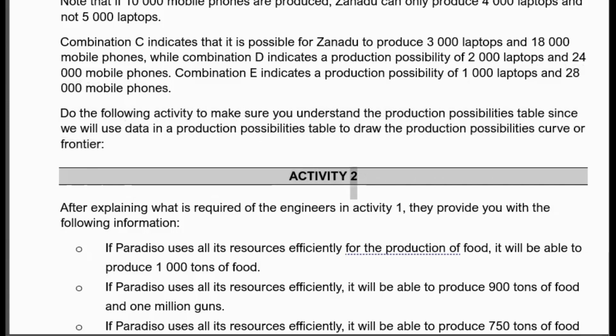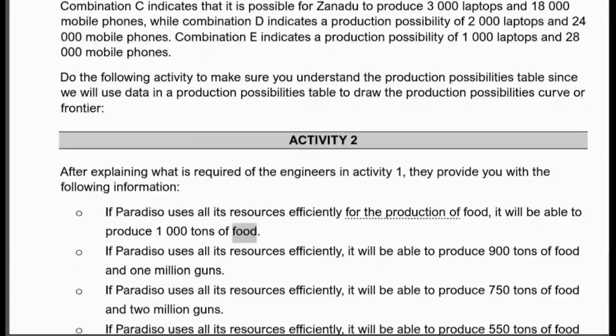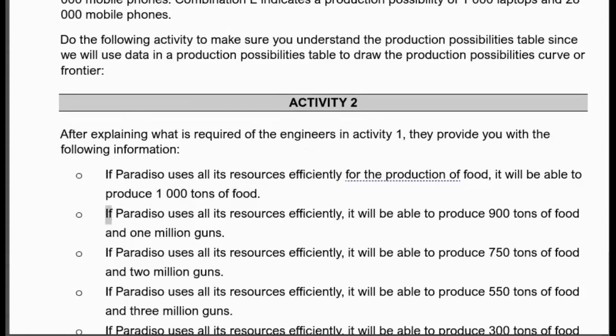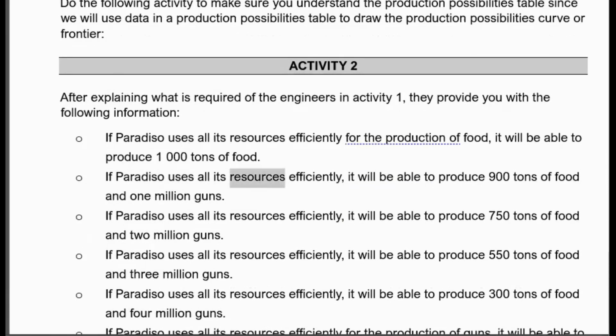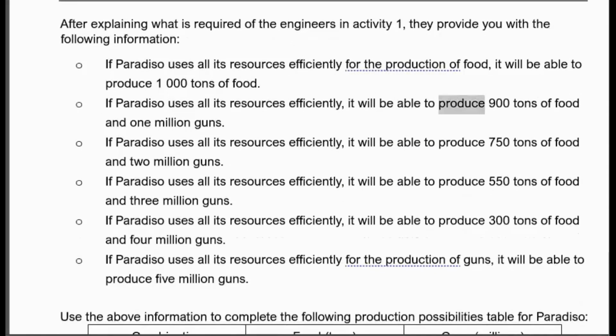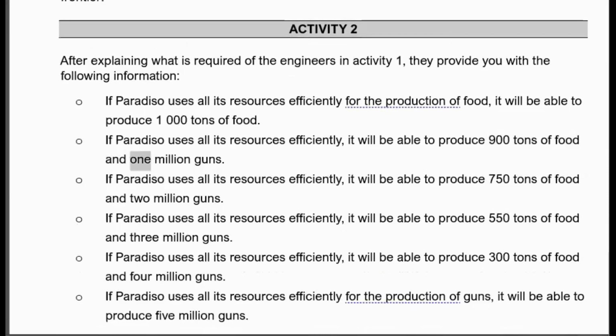Activity 2. After explaining what is required of the engineers in Activity 1, they provide you with the following information. If Paradiso uses all its resources efficiently for the production of food, it will be able to produce 1,000 tons of food. If Paradiso uses all its resources efficiently, it will be able to produce 900 tons of food and 1 million guns.